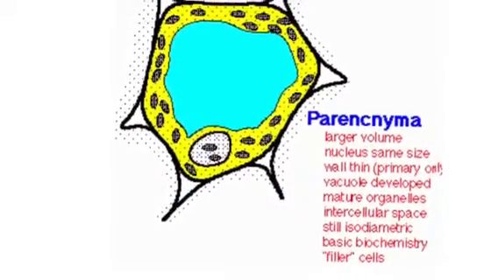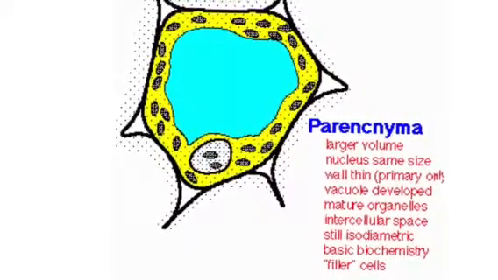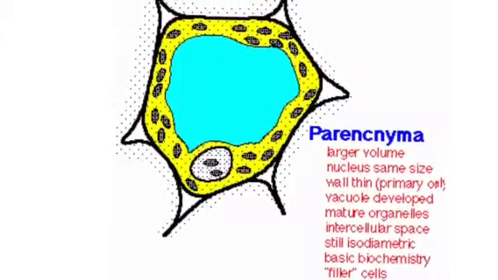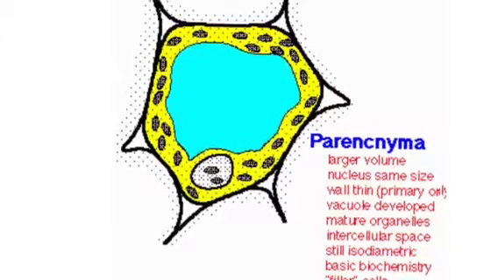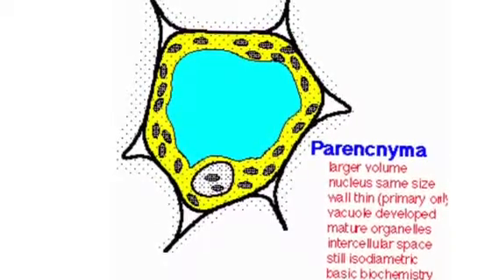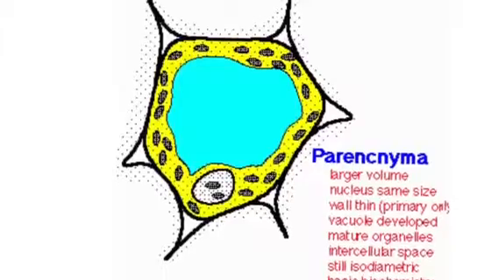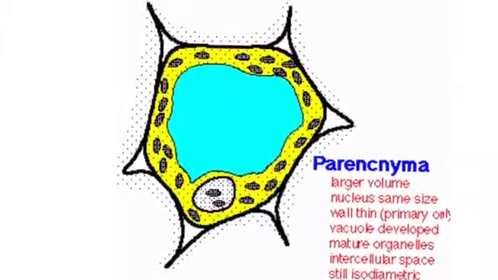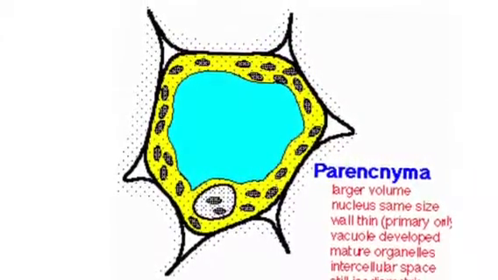Parenchyma cells are the most common type of plant cell. They store starch, oils, and water for the plant. You can find parenchyma cells throughout a plant. These cells have thin walls and large water-filled vacuoles in the middle. Parenchyma cells have the ability to divide throughout their entire lives.